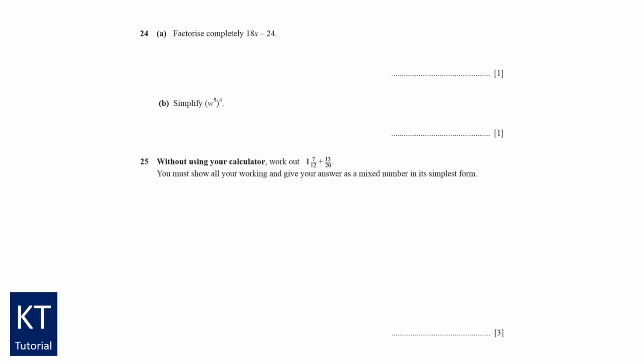Question 24. Factorize completely the stated expression. It becomes the product of 6 and 3x minus 4. Next, simplify the given expression. This is simplified by multiplying the orders. Question 25. Without using your calculator, work out the sum of the two fractions. By identifying the lowest common multiple for the two denominators and scaling each of the two fractions accordingly, you could sum the numerators for the required answer.